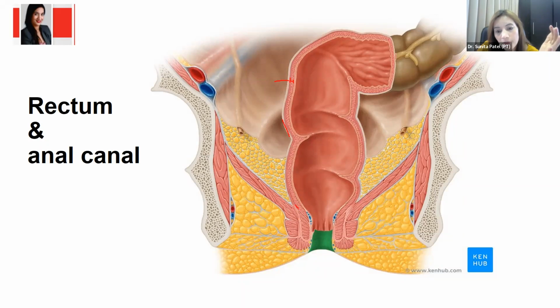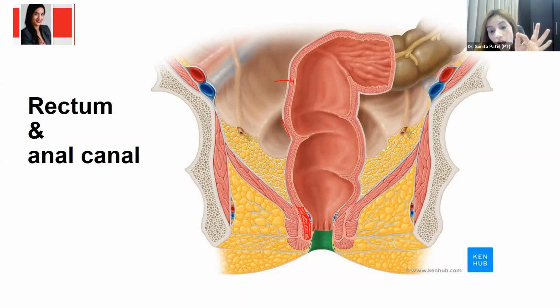smooth muscle, and the same kind of smooth muscle will form the anal canal. This smooth muscle in the anal canal, we call it the internal sphincter of the anus. So this internal sphincter is not under our control because it is made up of smooth muscles. That kind of arrangement is there, and these smooth muscles run from inside to outside, along the whole passage.